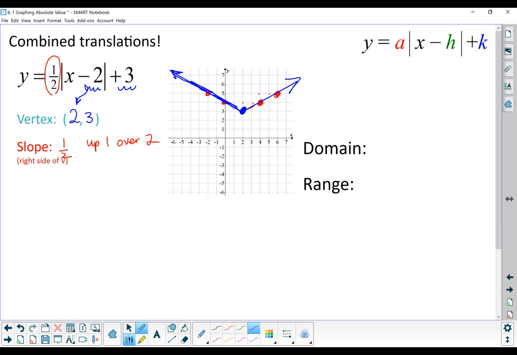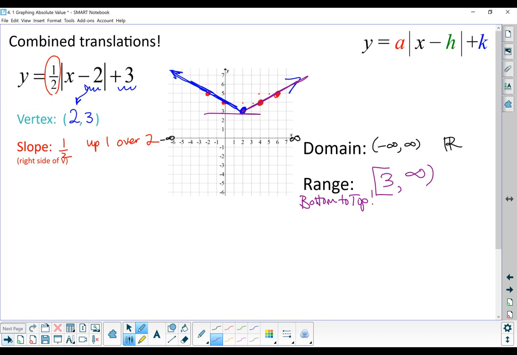Okay, so if we are talking about the domain here, it looks like on both sides, both on the left and on the right, we have it extending off. So our domain will be negative infinity to infinity, or if you choose, you can write all real numbers. For our range, we want to read it from the bottom to the top. So our lowest value is 3, and we're going to include that because our vertex is included, and that's going to go up to infinity. This one's definitely growing sort of at a slower rate because its slope is 1/2, but it definitely is still going to go up to positive infinity.